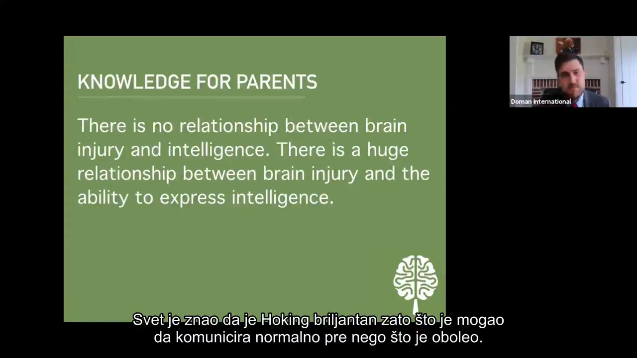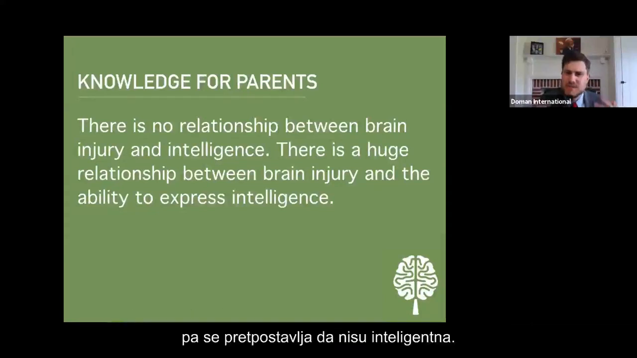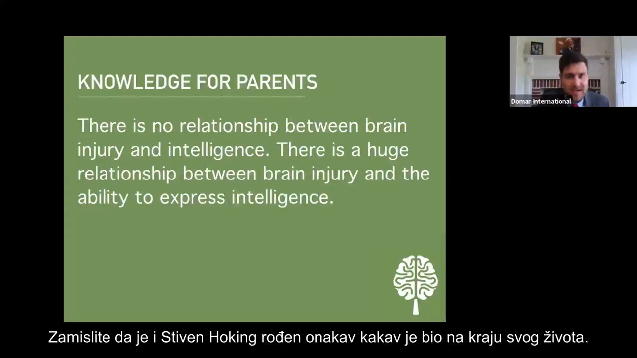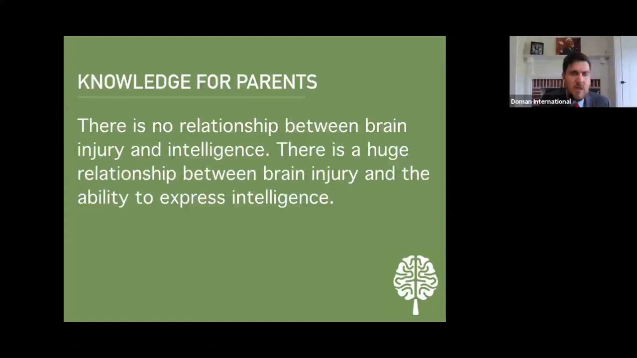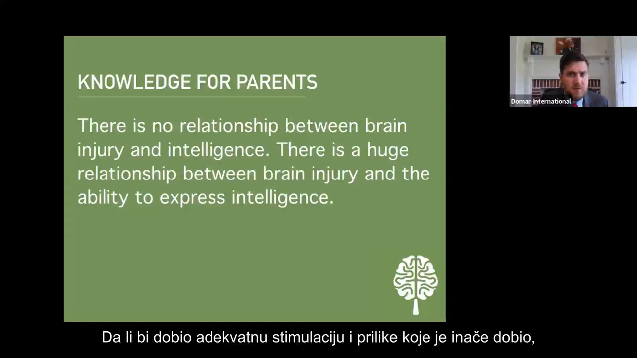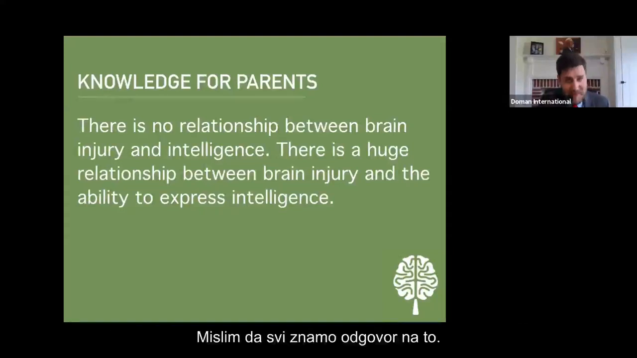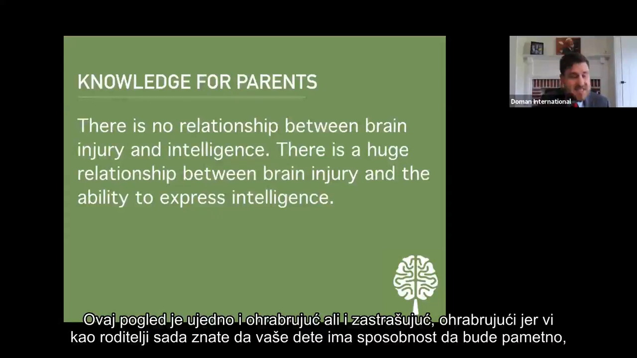developed motor neuron disease. The problem with this is that many children with neurodevelopmental delays are born unable to speak and unable to use their hands and legs. And so it's assumed they're unintelligent. And imagine if Stephen Hawking had been born the way he was at the end of his life. Would people have treated him like he was brilliant? Would he have been given the stimulation and opportunities he would have been given otherwise? Or would professionals have told his parents that he was unintelligent? I think we all know the answer to that. And this is both an empowering and a frightening prospect.